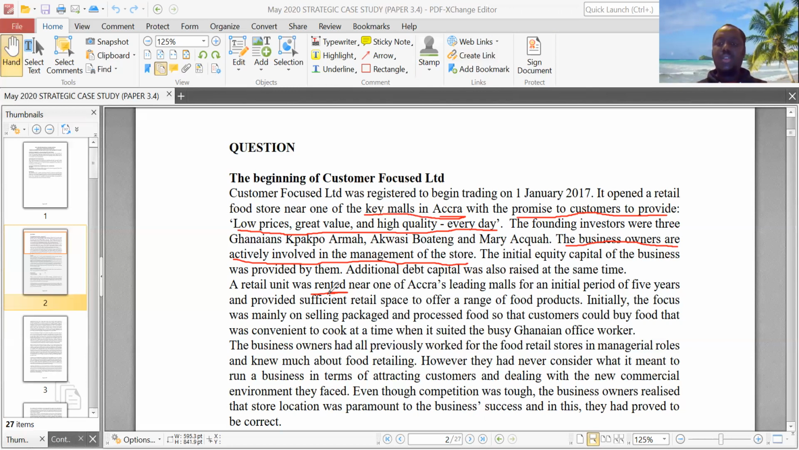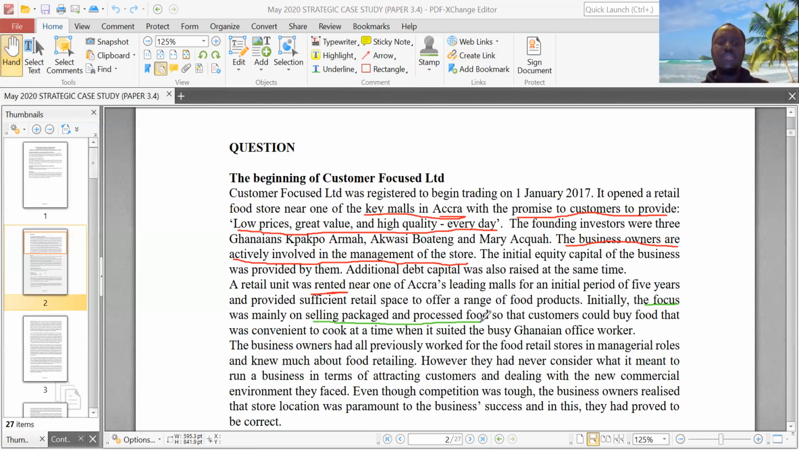It goes ahead to say that initially the focus was mainly on selling packaged and processed foods. So this was the initial plan. The plan was that the focus was mainly on selling packaged and processed foods. So this was their product portfolio. And what was the rationale behind this?